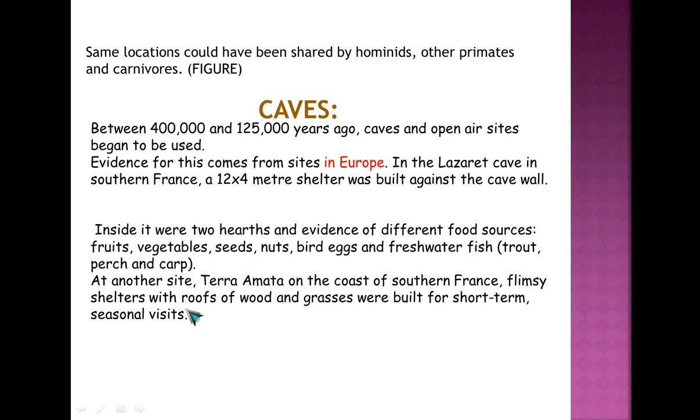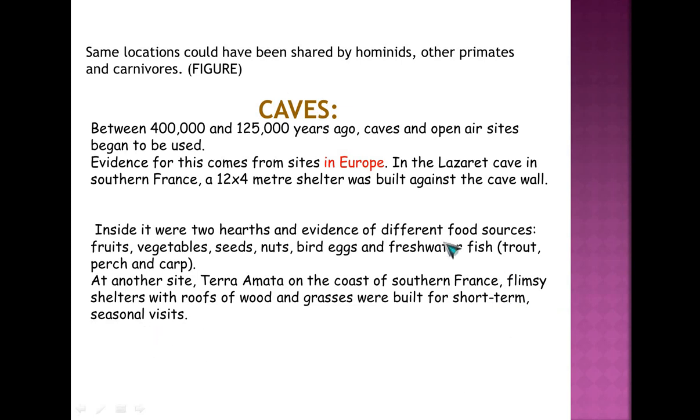Flimsy shelters. Flimsy means not very strong, made of wood and grasses, built for the short term. It is not built for the long term, maybe just as a leisure activity, like how we have the rooftops now, the tree tops and all that. So that was for seasonal visits. You can just imagine how these people used to go for leisure activity, like a resort, like how we do that now with the modern man, where you go just to relax. So maybe something like that, which was a short-term purpose plan. And that was only for seasonal visits.